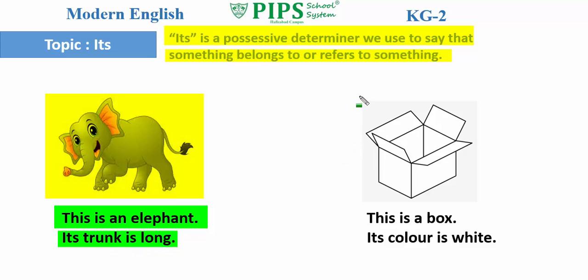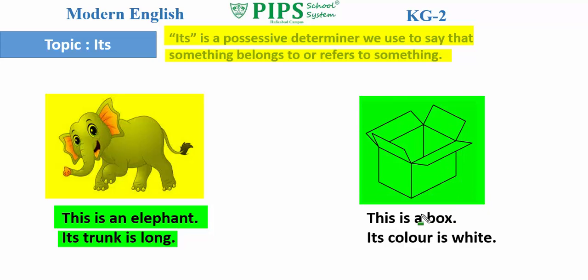Here is another picture. This is a box. Read the sentence with me. This is a box. Its color is white.